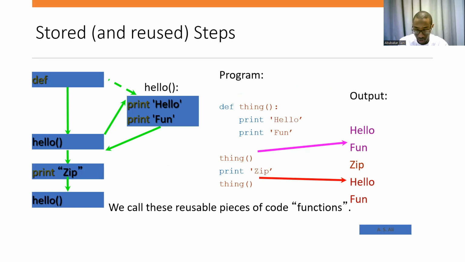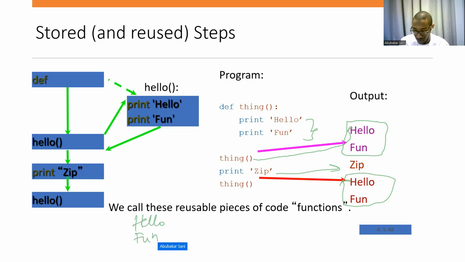Once we call this function, what will it do? It will print two things for us. It will print hello and fun. That's what this line will do. Then we want to print the word zip. Then we call the function once again, and it also printed hello and fun. So imagine you want to do this without the function: you will have hello, and you will have fun, then you will have zip.